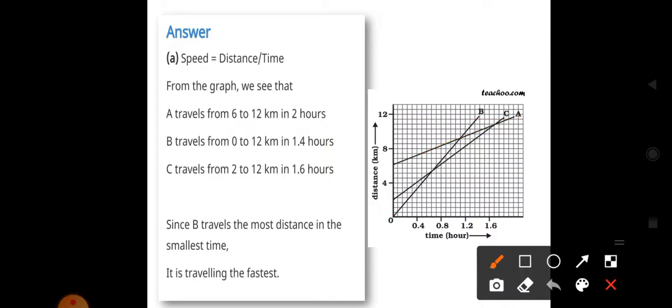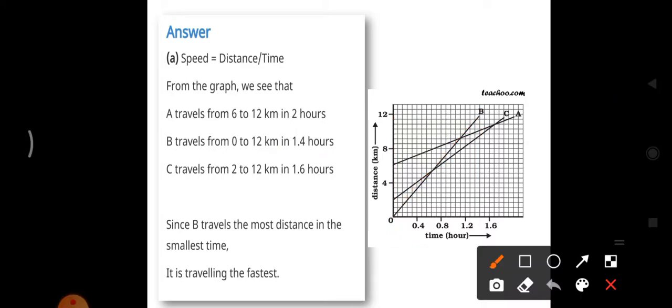The next, take object B. First see the distance. It starts at 0 and ends at 12 kilometers. So it travels 0 to 12 kilometers. What is the time? Starting time is 0 and ending time is 1.4. So time is 0 to 1.4, and 1.4 minus 0 is 1.4. So B travels from 0 to 12 kilometers in 1.4 hours.